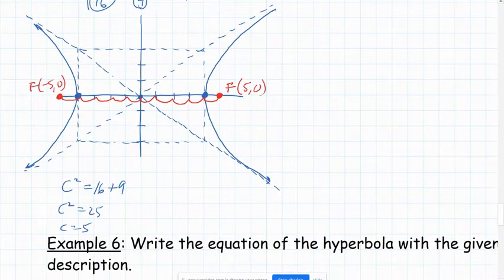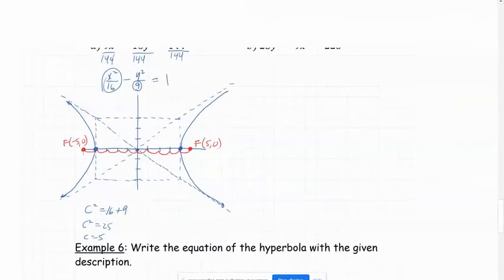And so notice that, again, the hyperbola wraps around its focal points, kind of similar to what parabolas did. Okay, so we have our graph and we have our focal points. That's all we were asked to do with that one.